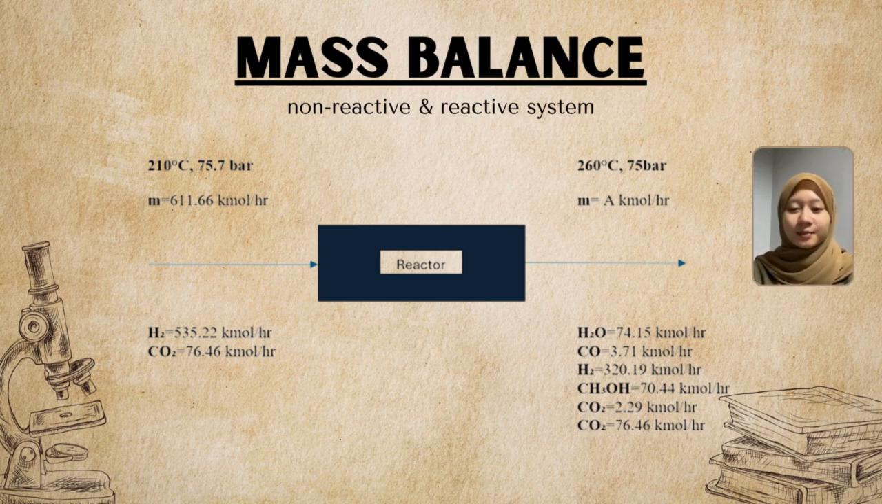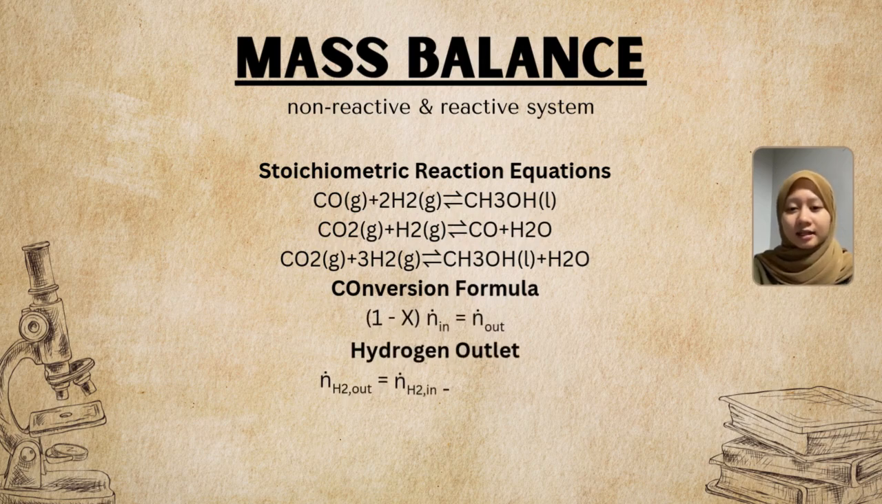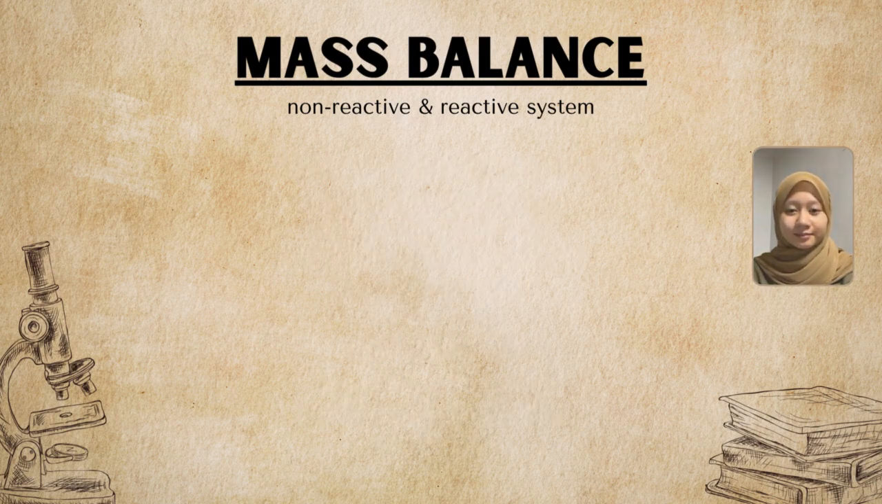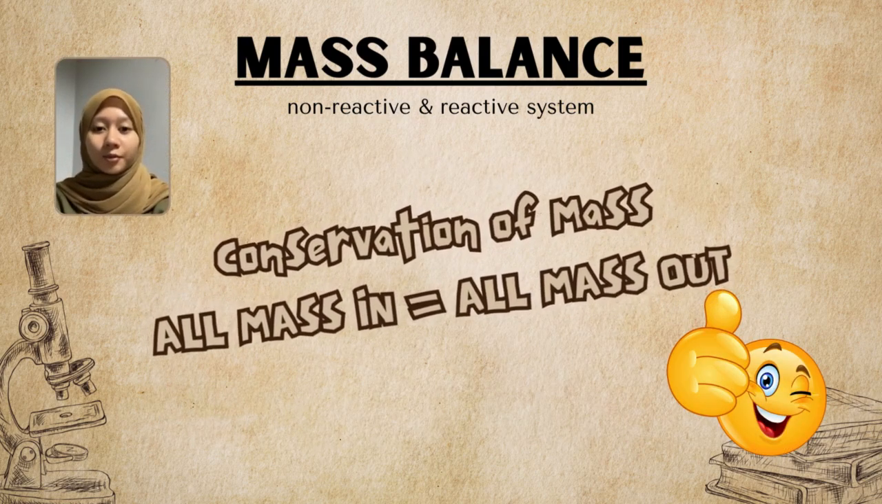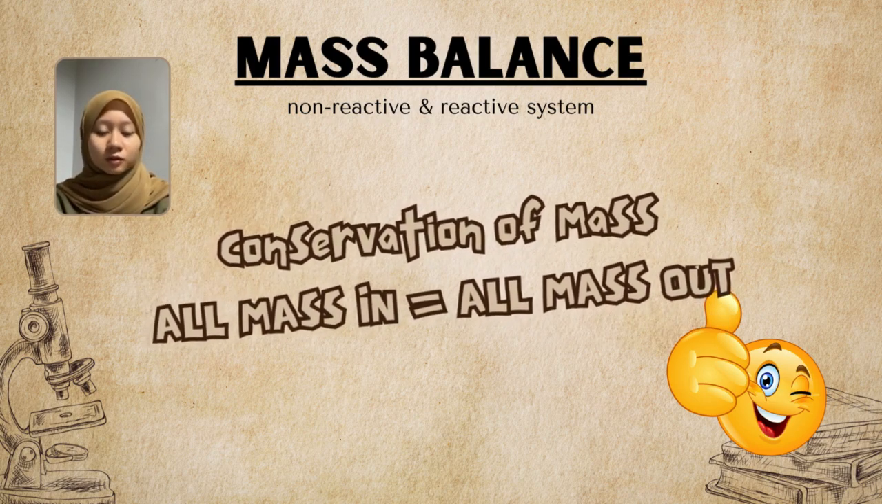Next is the mass balance of the reactive system. For this part, we chose the reactor. We used these formulas to calculate the mass balance, just like the non-reactive part, but there's some addition on this part. As you can see, after calculating, we obtain these tables. So, for both parts in mass balance, we can conclude that all mass in is equal to all mass out.